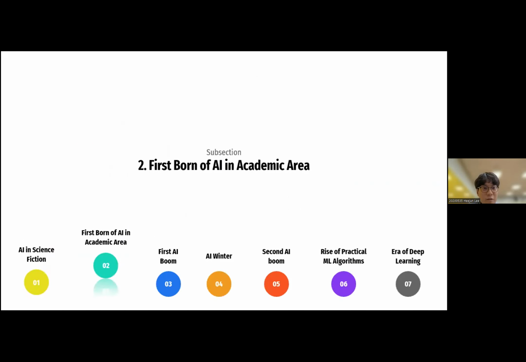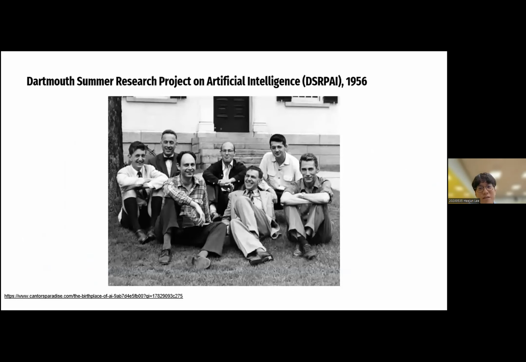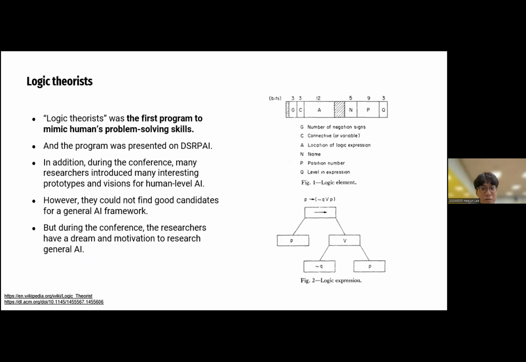And second, now we can see the first form of AI in the academic field. The conference that started everything was held in this very early stage of AI. It is called the Dartmouth Summer Research Project on Artificial Intelligence in 1956, AKA DSRPAI. Allen Newell, Cliff Shaw, and Herbert Simon introduced the Logic Theorist, the first program to mimic humans' problem-solving skill, which was presented at the conference.